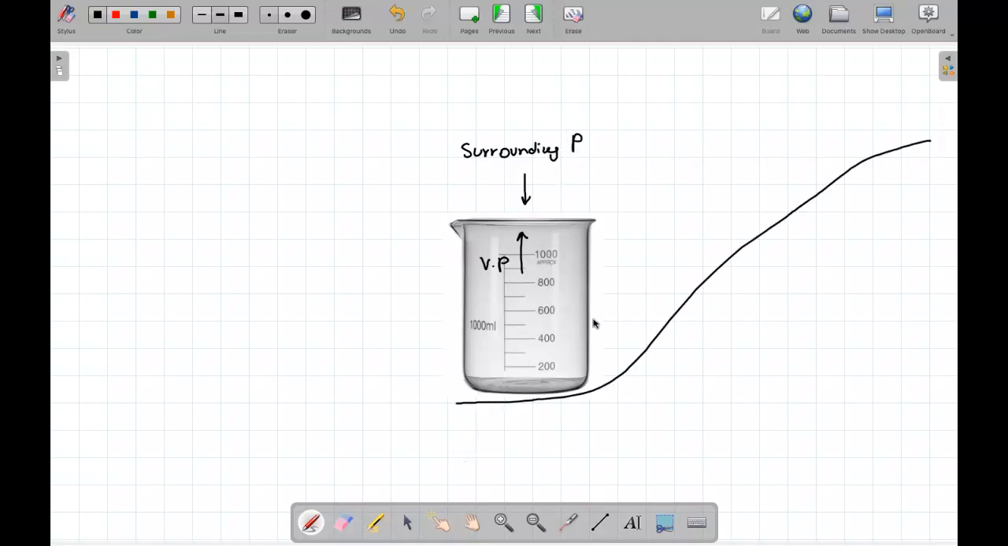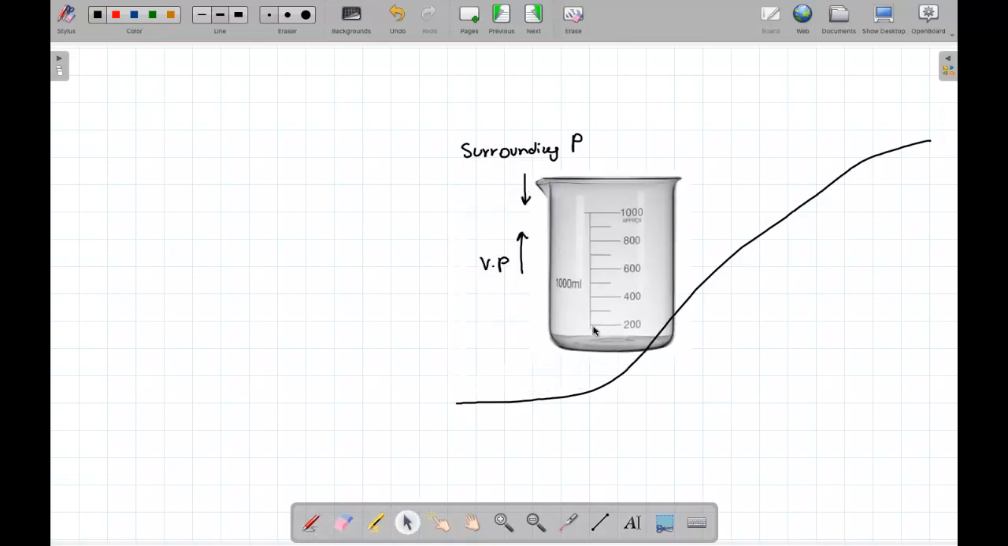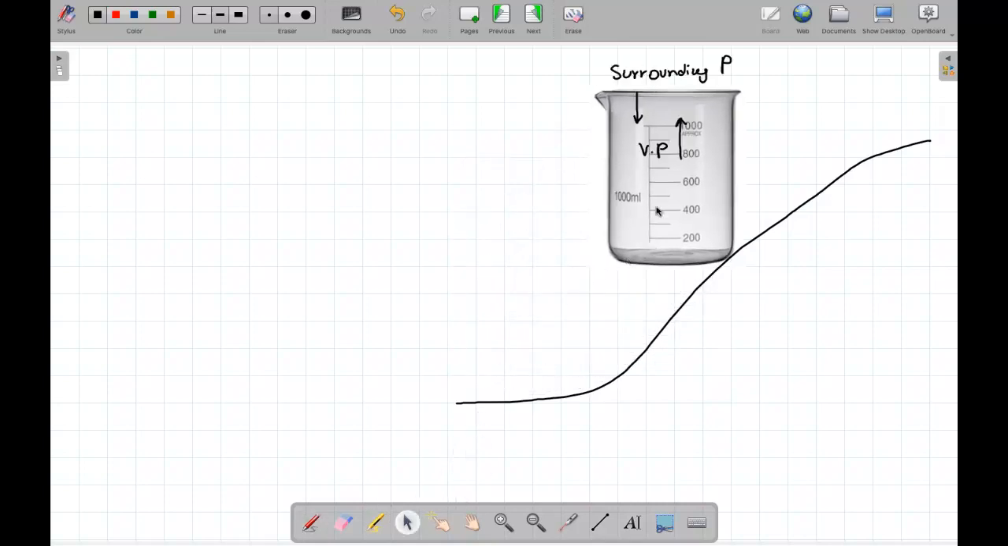So what happens when you take this beaker and get it up a mountain? The vapor pressure will be the same, but the surrounding pressure is going to change. We know that the atmospheric pressure as you go up the mountain will start to decrease. So for the boiling to happen, the vapor pressure has to decrease also so that it will be equal to the surrounding pressure. And as we know the relationship between the boiling point and the vapor pressure, when the vapor pressure decreases, the boiling point also decreases.